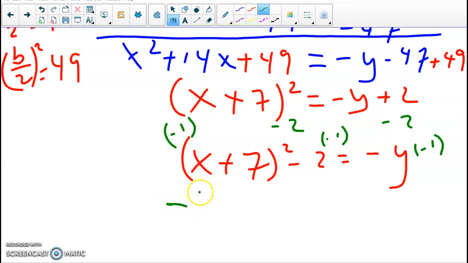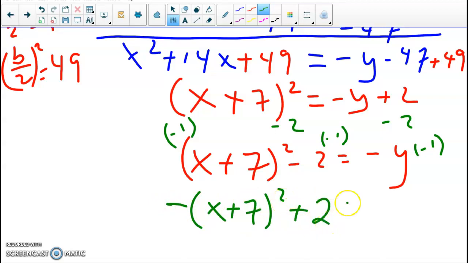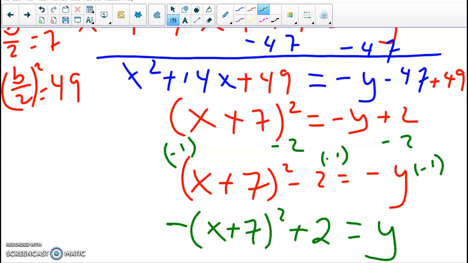This becomes a negative x plus 7 squared. This becomes a positive 2. And this becomes a positive y. And now I have my equation in vertex form. It just made it a little neater to keep all those negative signs on one side.